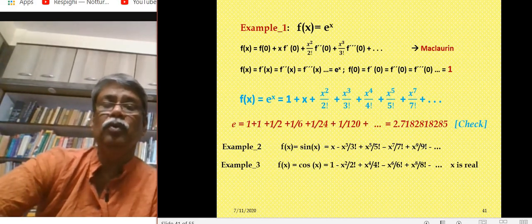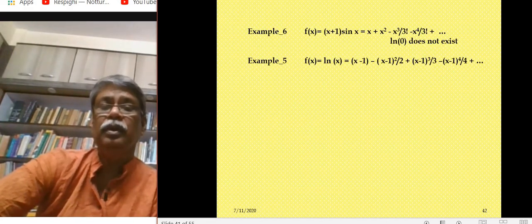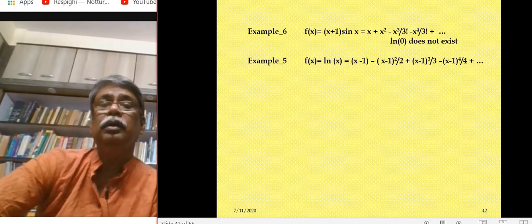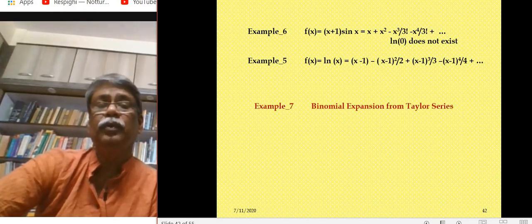So similarly you can go for cos x, ln 1 plus x, that is one of the puzzles we have started with, and then x plus 1 sin x, and then ln x. So you can do these few examples.